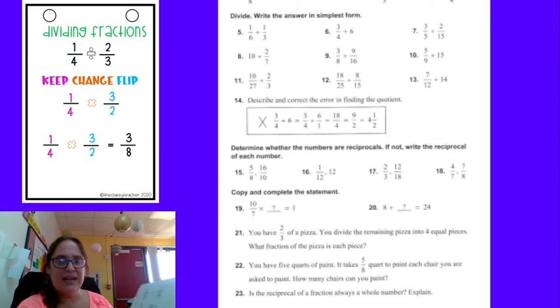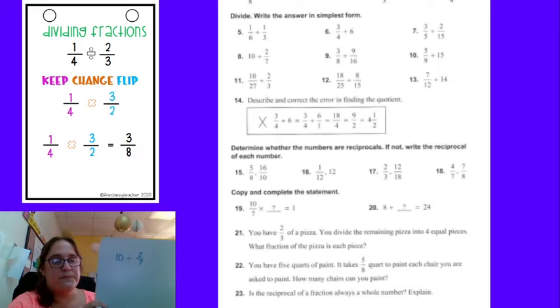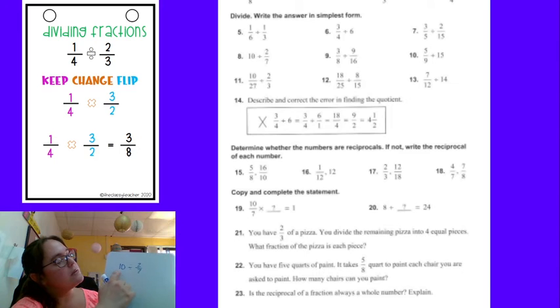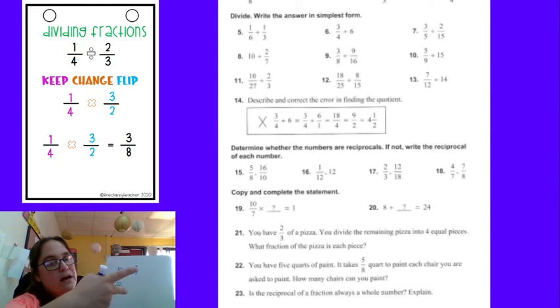Let's try number 10. I'll do this one and one more with you. So you've got 10 divided by 2/7. Remember, you can't do anything until you have all fractions. So this becomes 10 over 1. Keep. Looking at the rules. 10 over 1. Keep. And you're going to multiply by the reciprocal.